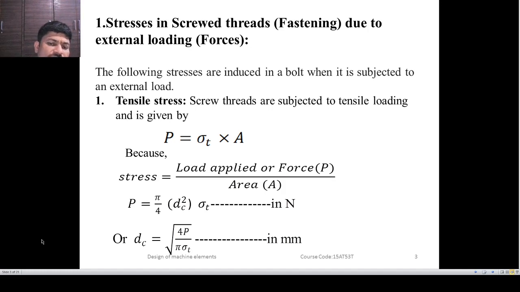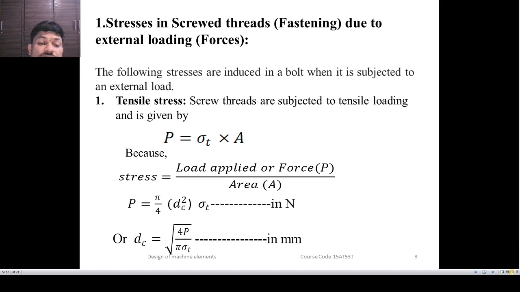This dc is nothing but the root or core diameter. It is also called the minimal diameter or minimum diameter of the screw thread. So dc is equal to square root of 4P divided by pi into sigma t. The diameters we are measuring in mm, and sigma t is the tensile stress induced in the material. So this is very important.